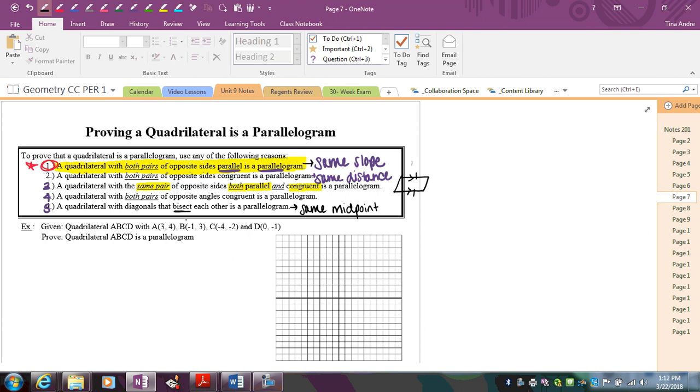So those are all options, but like I said, I'm going to focus on number 1 because that's the definition of a parallelogram. So let's start by graphing this. So we have 3, 4, and -1, 3. Make sure you're labeling here. 1, 2, 3, 4, down 2. That is going to be so important with these that you're labeling.